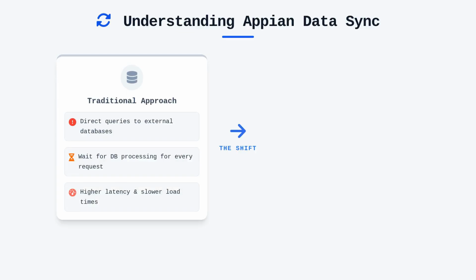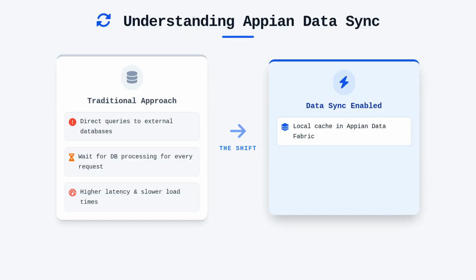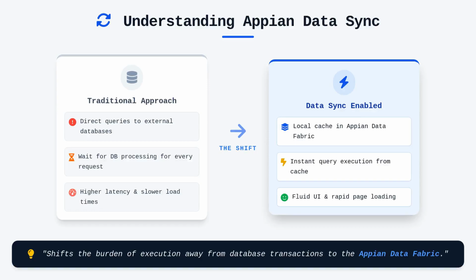By enabling data sync on a record type, you allow Appian to maintain a local, high-performance cache of that data within the Appian data fabric. This mechanism drastically reduces the latency associated with remote database calls because the execution engine queries the synced cache instead of the external source. You will find that pages load significantly faster, and the overall responsiveness of your application feels much more fluid for the end user. This is not just a performance gain. It is a way to shift the burden of execution away from your database transactions.